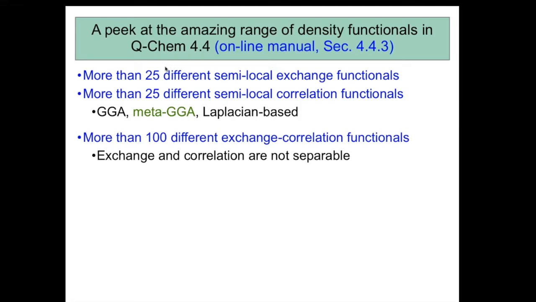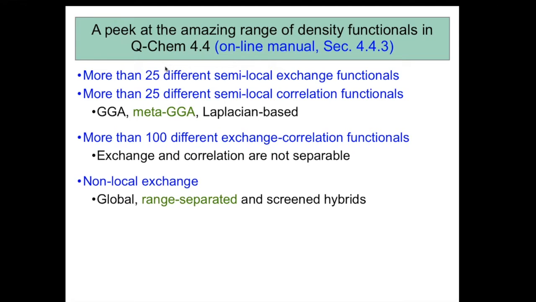Sometimes you can't separate the exchange functional from the correlation functional, and Q-Chem 4.4 has over 100 different exchange correlation functionals of truly all sorts. Then the next degree of sophistication is the rung 4 non-local exchange. And Q-Chem has at least 3 different kinds of non-local exchange: global hybrids, like in B3-LYP, range-separated hybrids, like I'll be showing you later today, where you have 100% of the exact exchange when 2 electrons are far apart, and a much smaller fraction when they're close together, because when the 2 electrons are close together, a semi-local functional can describe the behavior of exchange much more adequately than when 2 electrons are far apart.